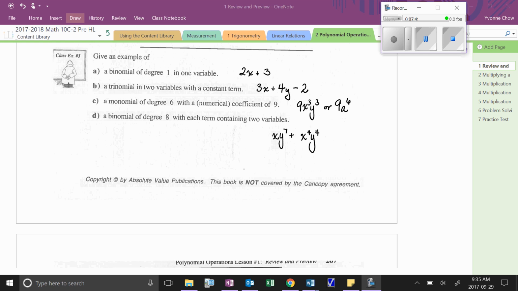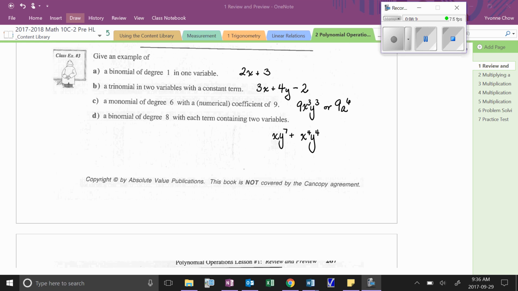So if I'm only looking at degree 1, I could have 2x plus 3x. The problem with that is because they're like terms, somebody might argue with you that that should actually be 5x. So we'd be safe in saying that it's 2x plus 3. So I've got a degree of 1, and it is a binomial. I only have one variable.